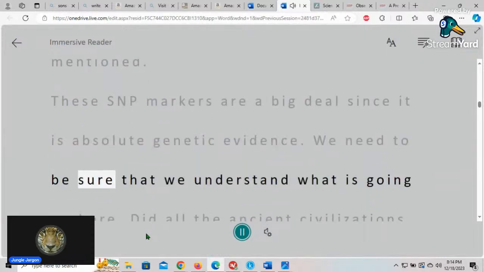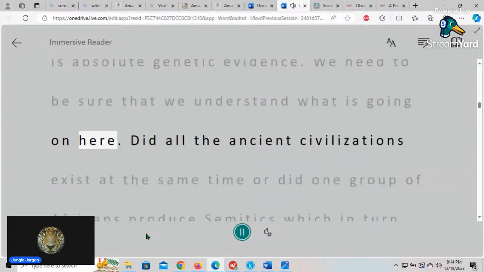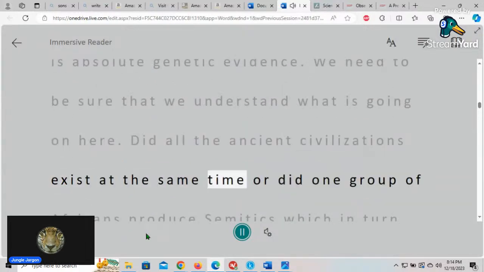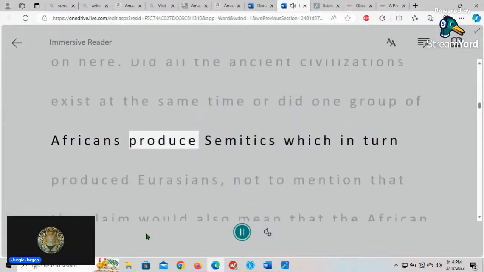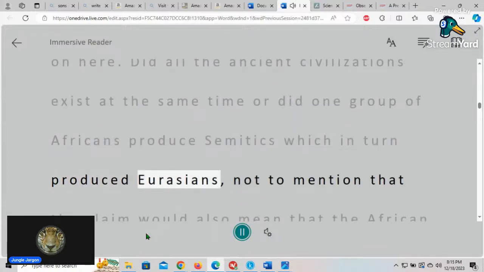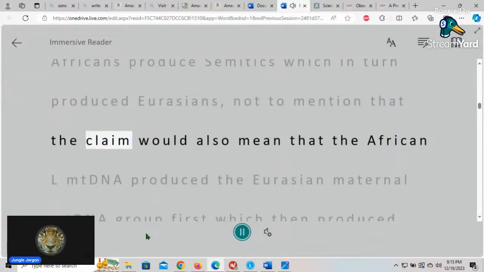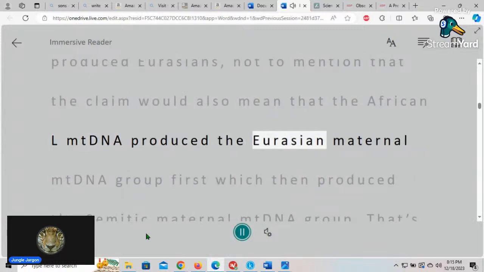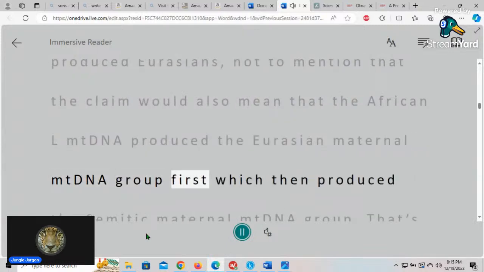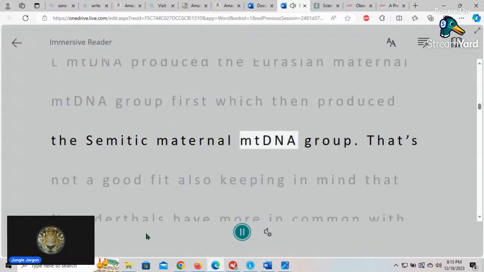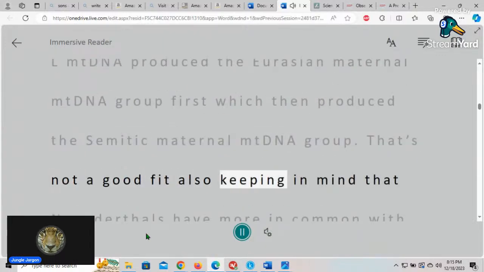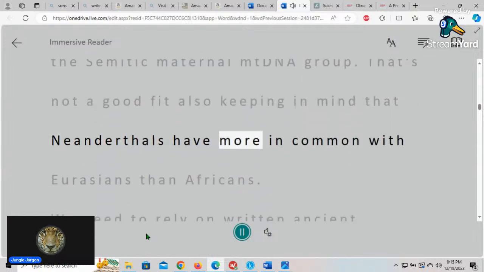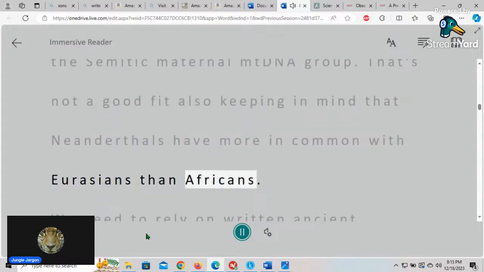We need to be sure that we understand what is going on here. Did all the ancient civilizations exist at the same time, or did one group of Africans produce Semitics, which in turn produced Eurasians? Not to mention that the claim would also mean that the African mtDNA produced the Eurasian maternal mtDNA group first, which then produced the Semitic maternal mtDNA group. That's not a good fit, also keeping in mind that Neanderthals have more in common with Eurasians than Africans.